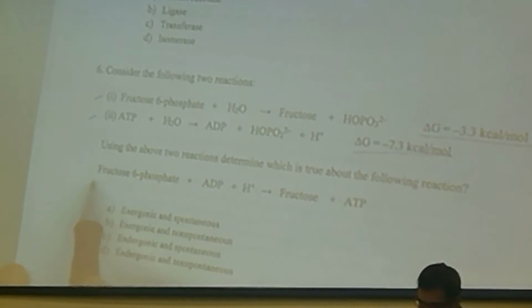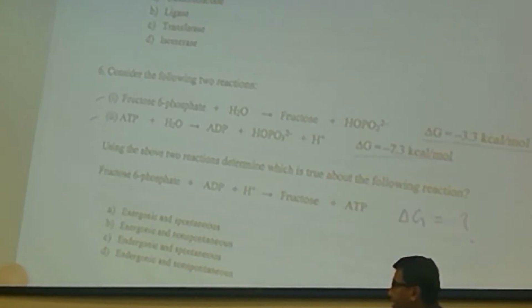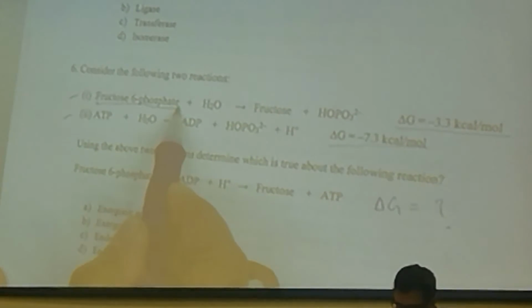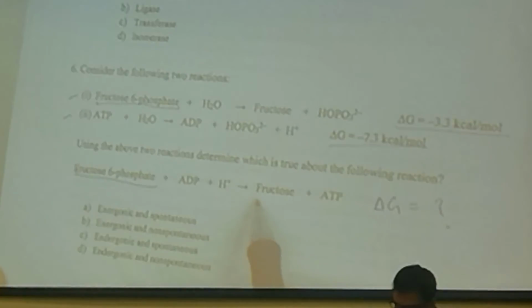So now we need to find first, because we can see that the answers are asking for exergonic or spontaneous. That we can only know if we can calculate the delta G value for this reaction, and that is possible by using these two equations. So we can see that fructose 6-phosphate is a reactant here, and it is a reactant in my targeted reaction. And fructose is the product.